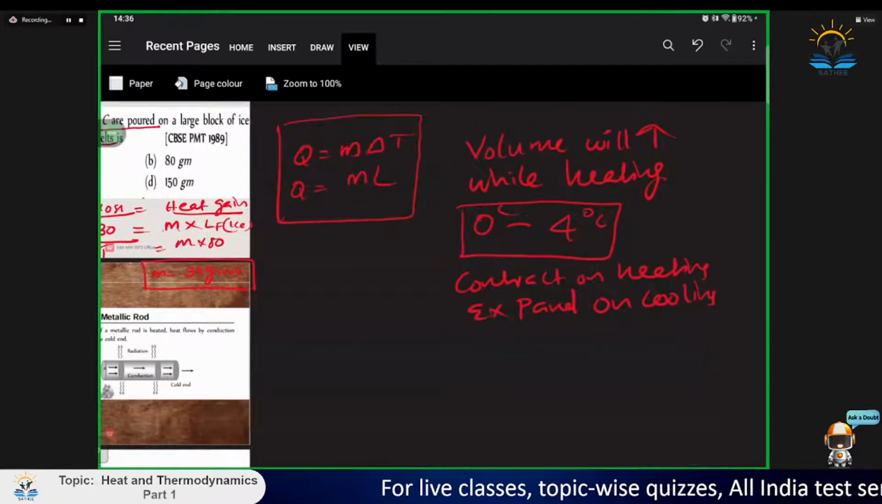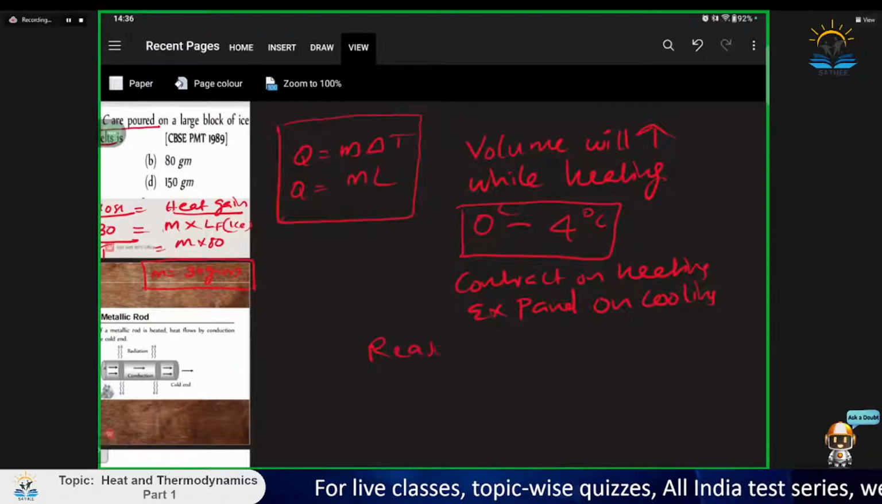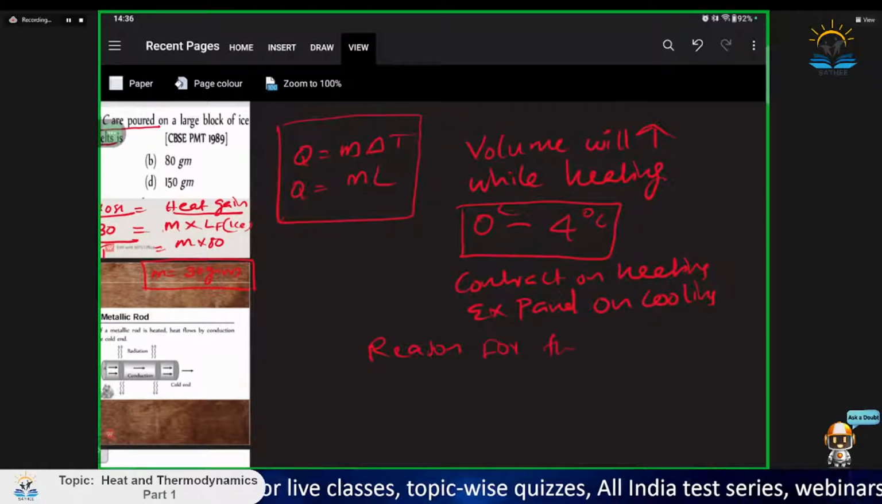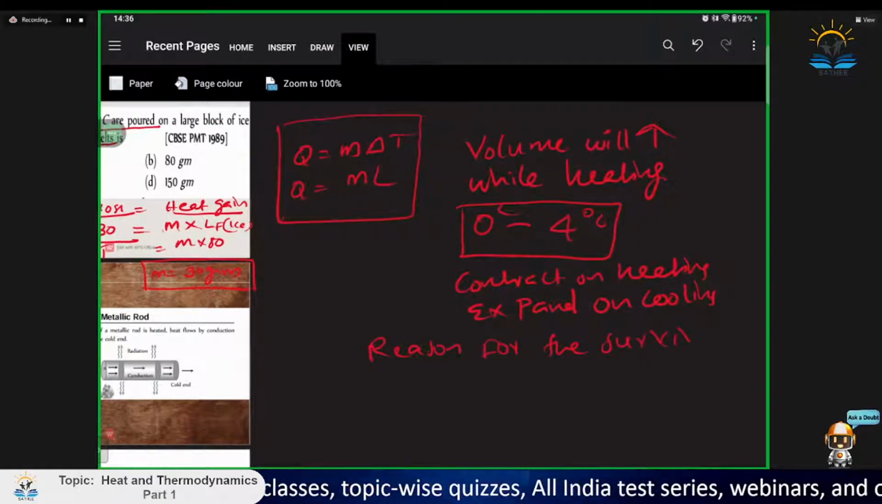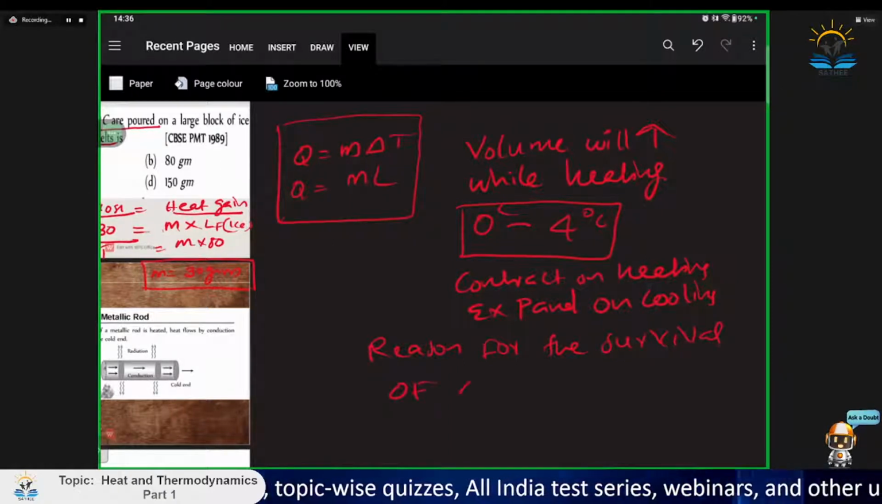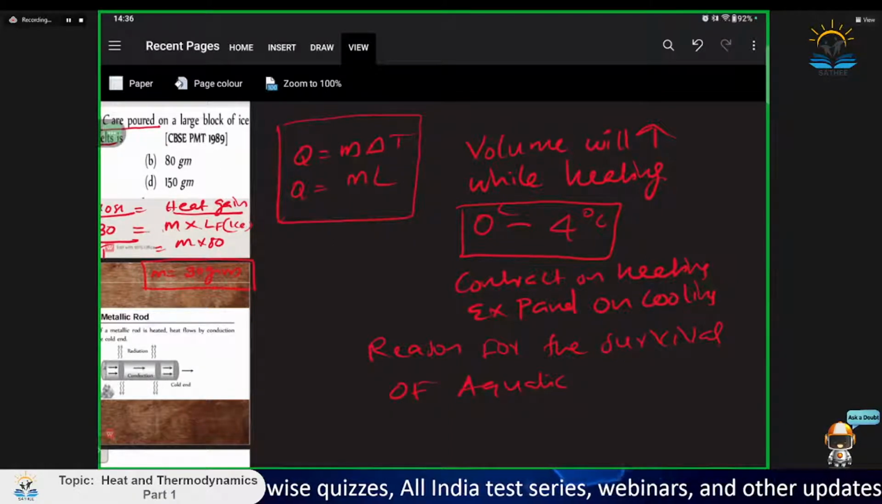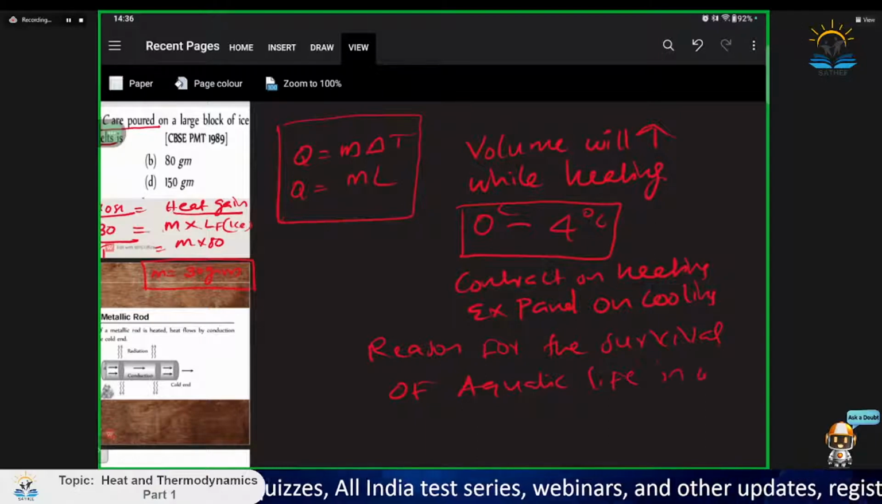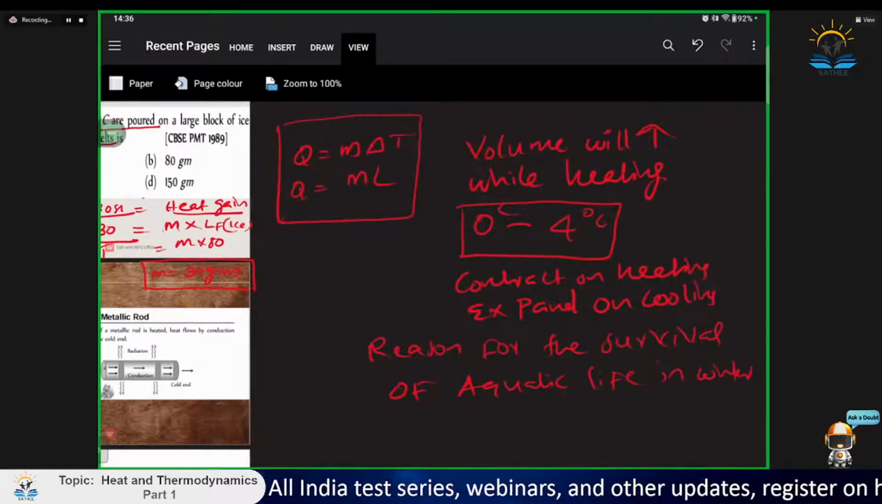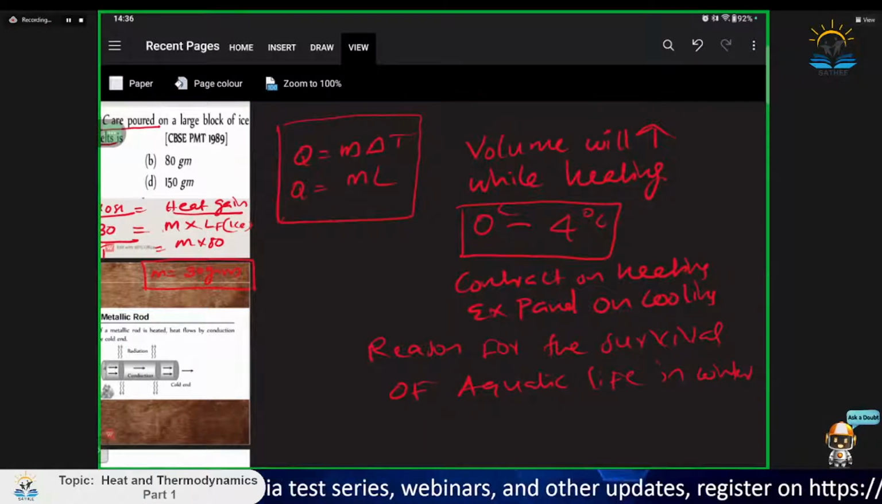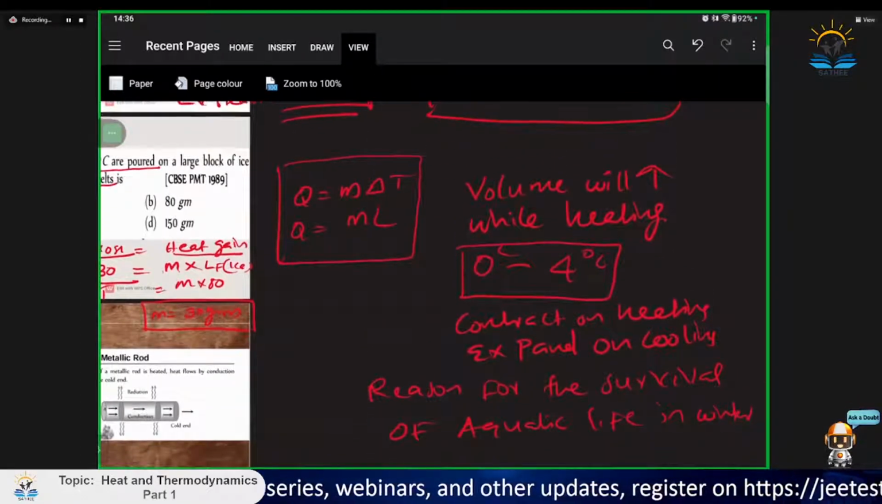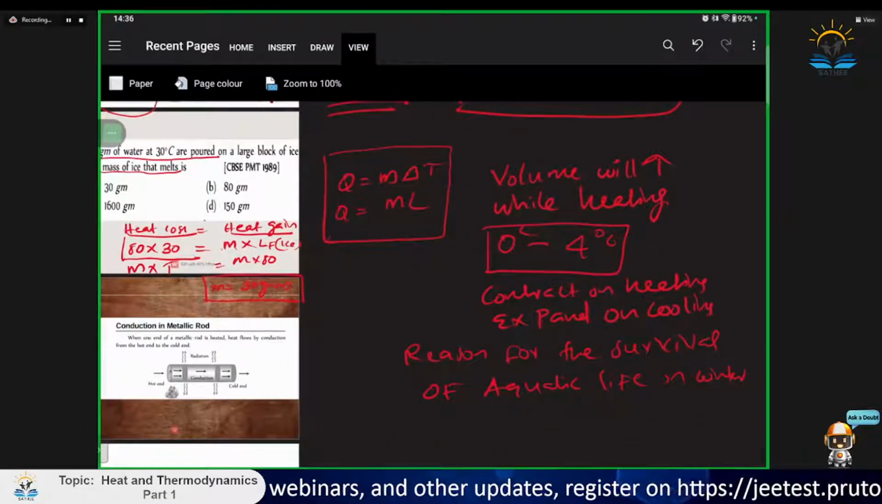Reason for the survival of aquatic life in winter. Like we can expect a theory type of questions here. So it's better to know this actually. Okay, fine.